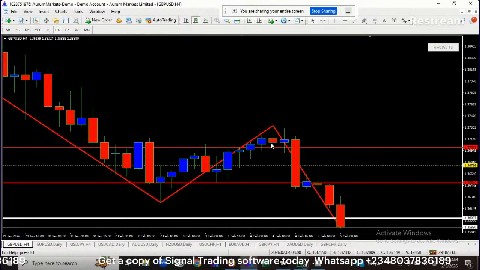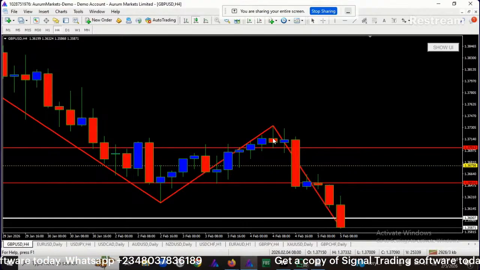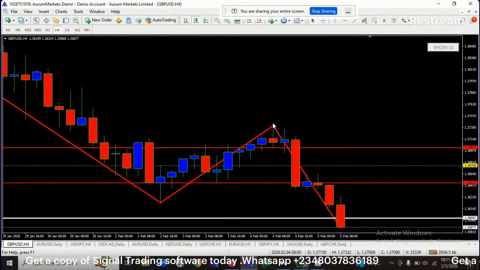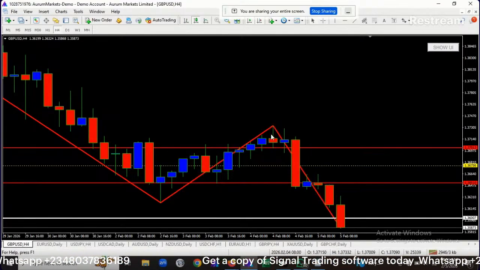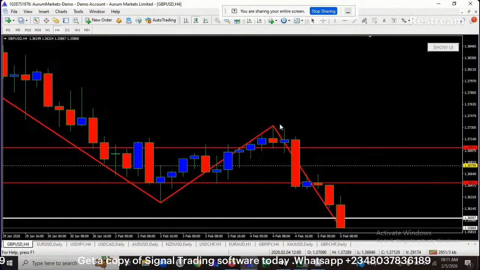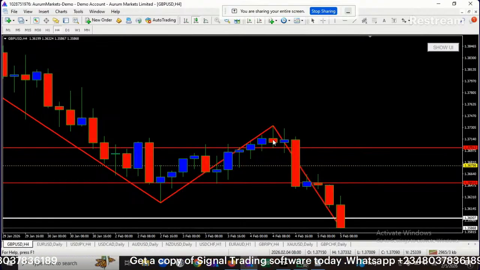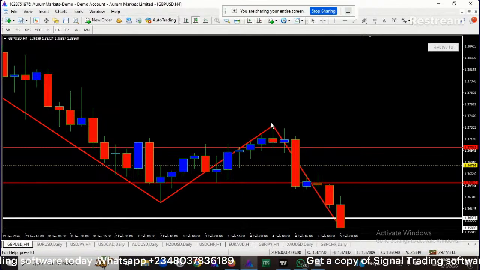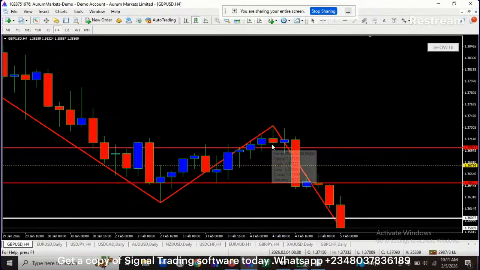So for the pattern to be qualified to be called a shooting star, the wick above it must be 2 times the body. This is what a shooting star pattern looks like. And the shooting star candle forms in an upward trend. As you can see, the preceding trend before the formation of this pattern was bullish.